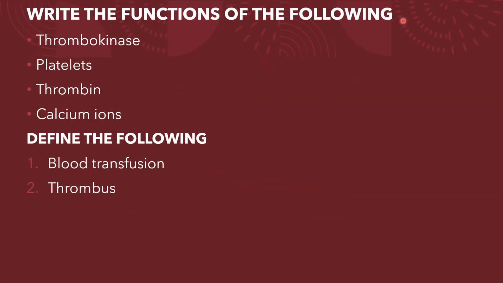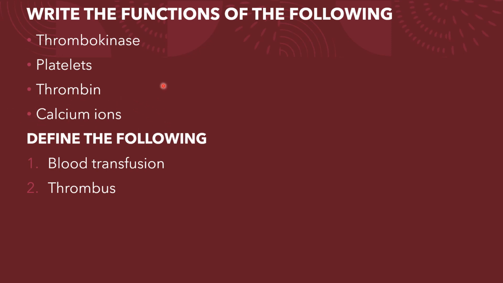Write the functions of the following. Thrombokinase, with the presence of calcium ions, will convert prothrombin into thrombin. Platelets. What is the function? Platelets help to initiate the process of blood clotting. Initiates is the term you have to use. Thrombin, with the presence of calcium ions, will convert fibrinogen into fibrin. Then calcium ions. Calcium ions help for blood clotting.